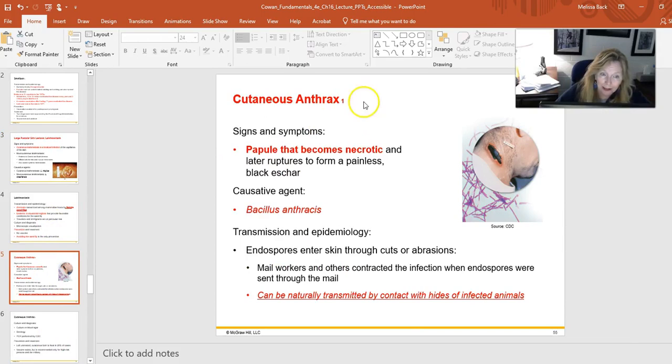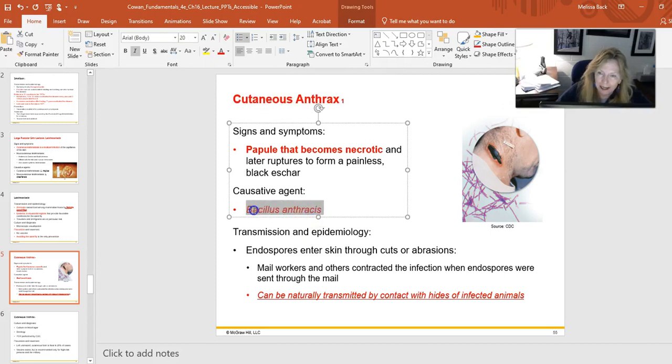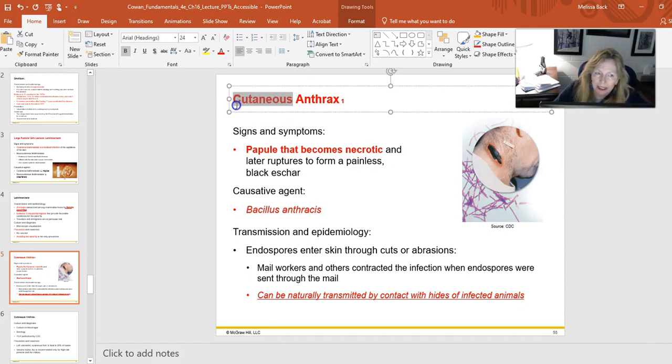Now, anthrax is a disease that is caused from a bacterium. That bacteria is called Bacillus anthracis. Bacillus is the genus, anthracis is the species, and cutaneous means that it's on the skin. Now, systemic anthrax, where you've inhaled some of these spores and it's causing systemic disease, is incredibly fatal. Cutaneous anthrax does not have as high a mortality rate.